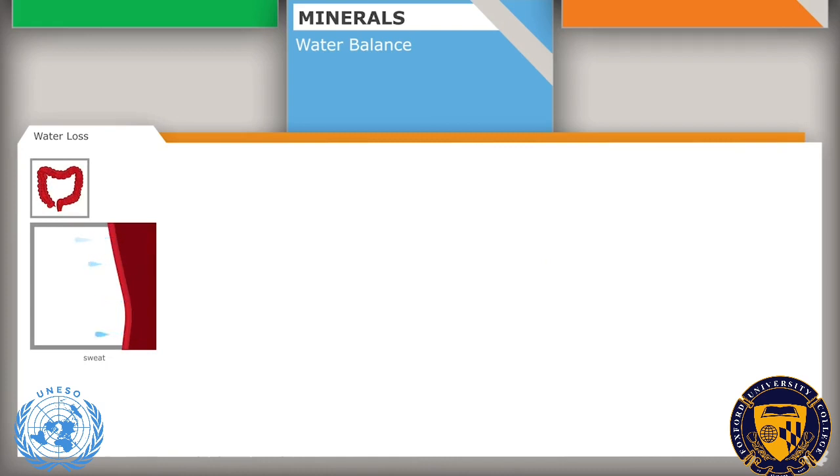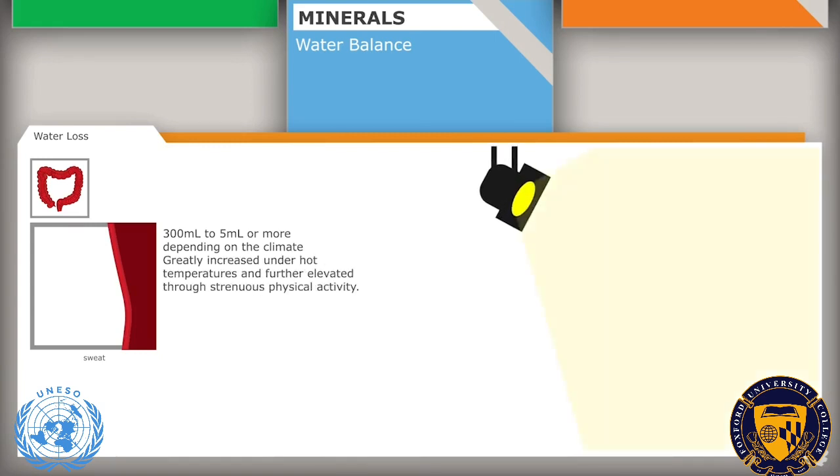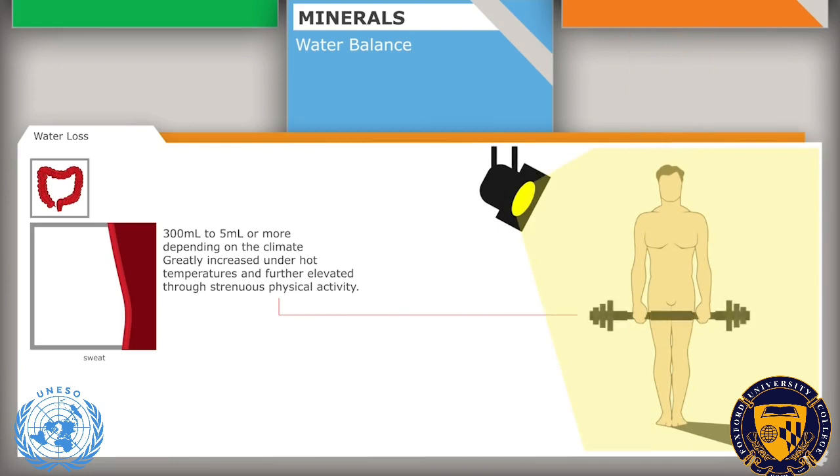Water loss through the skin, caused by sweating and evaporation, can vary from as little as several hundred milliliters per day to 5 liters or more, depending on the climate. Loss of water via the skin is greatly increased with hot temperatures and is further elevated when doing strenuous physical activity. For this reason, the risk of excess water loss and subsequent dehydration is much higher in a hot climate as compared to a cold climate.